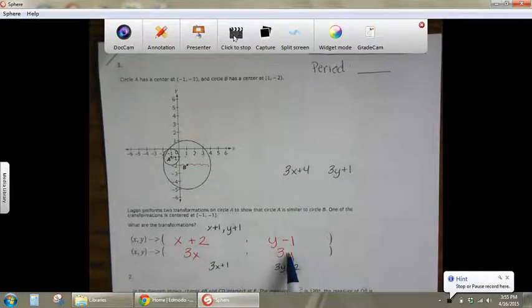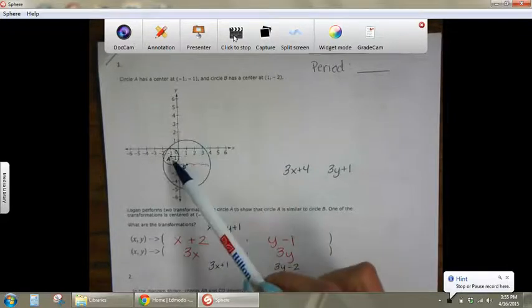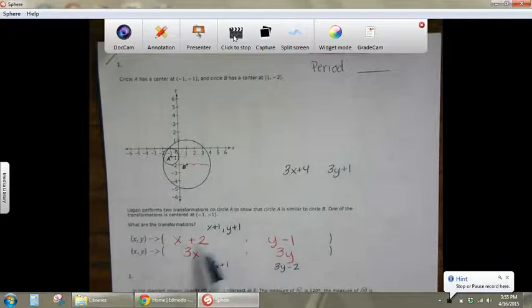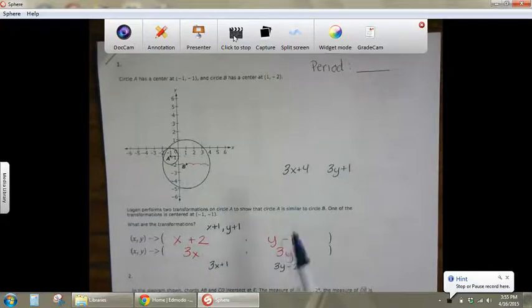However, if you plug the points in, like if you plug a point in from the first circle to these two transformations, it does not result in the corresponding point in the new circle.